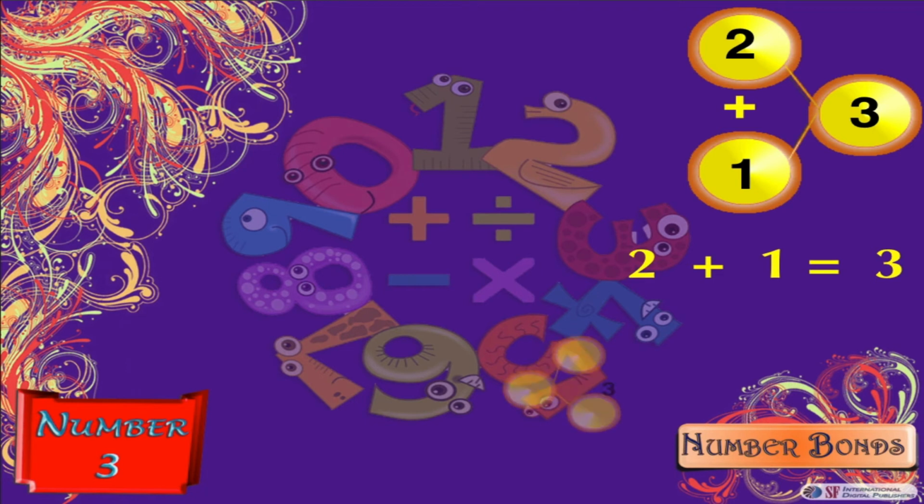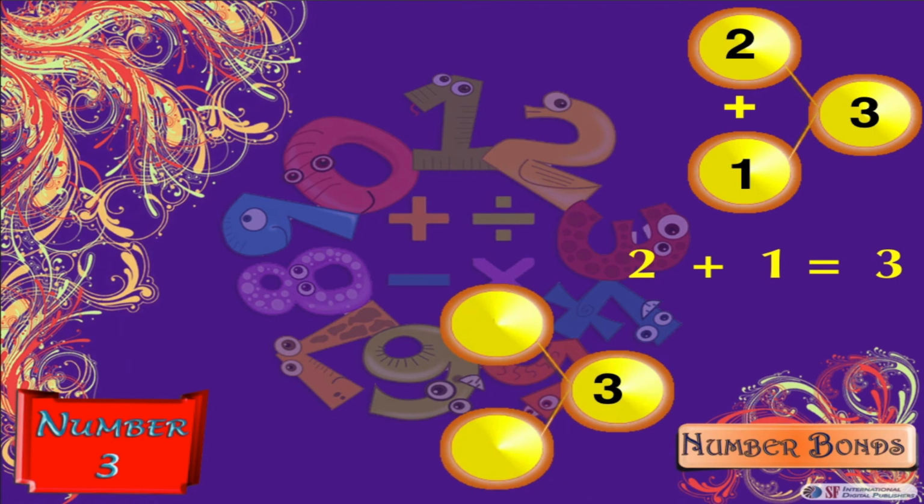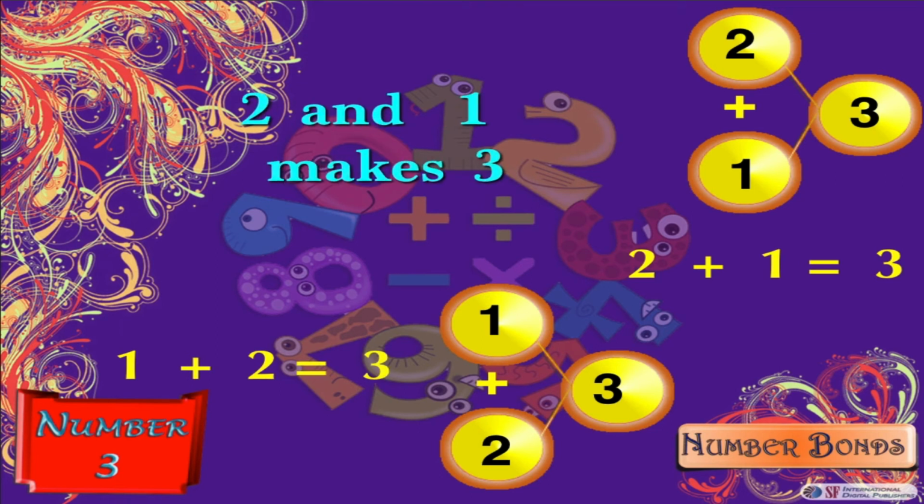In the second pair, there are 2 numbers, 1 and 2. When you add 1 and 2, it returns number 3. Or, you can say that number 3 is generated by 1 and 2.